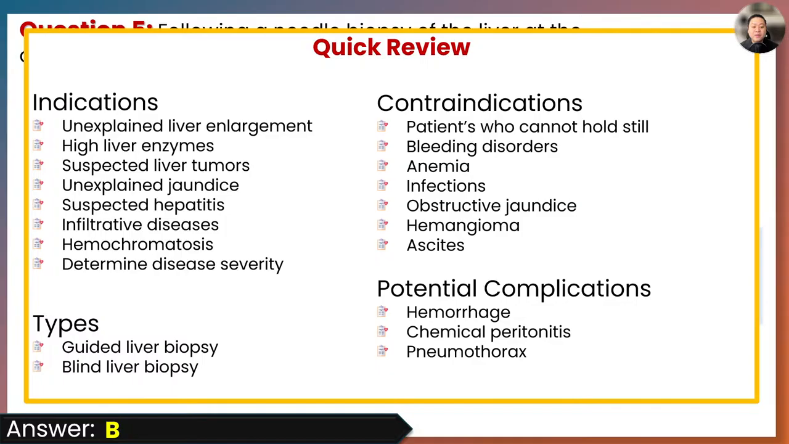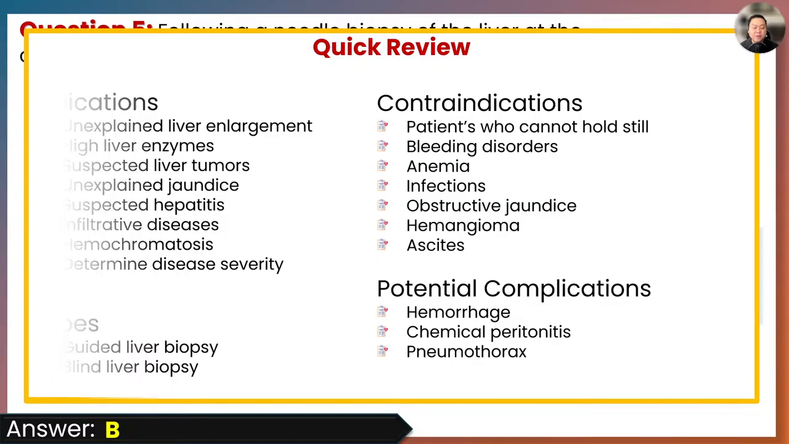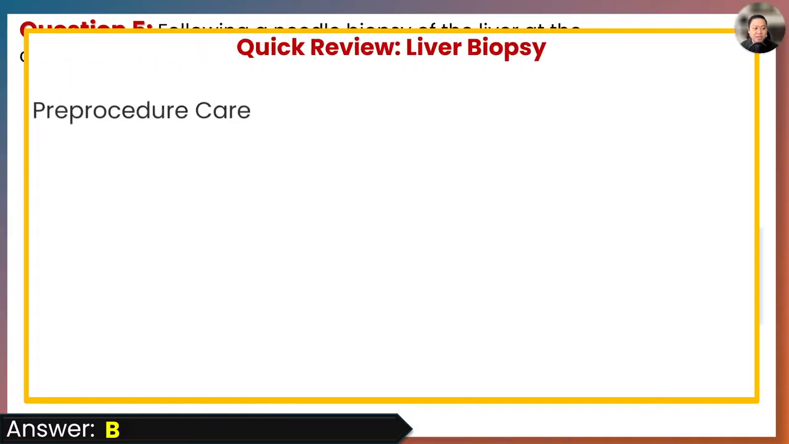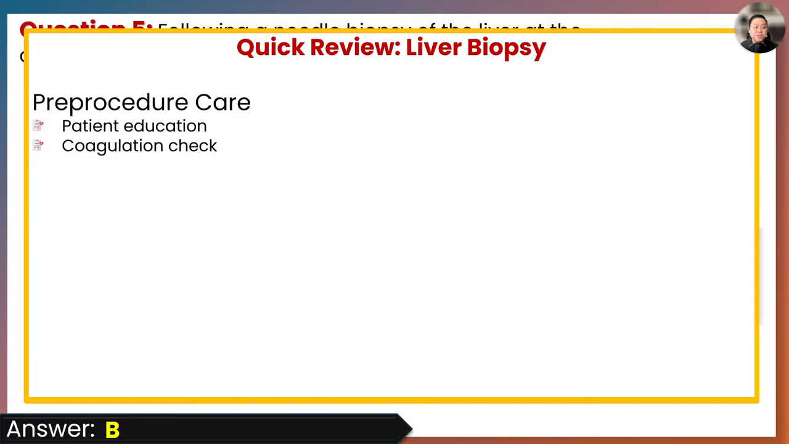Now, take note that before the procedure is done, we need to make sure that we have cleared our patient, make sure that we have done our best to educate the client, which is very crucial. Make sure that we explain to the patient and also address any concerns that they might have, or if they did not really understand the procedure, then we need to make sure that the patient talks to the medical provider or vice versa. Now, we also need to check for the coagulation studies, making sure that the patient's blood clotting is normal, and this will help prevent bleeding during the procedure.